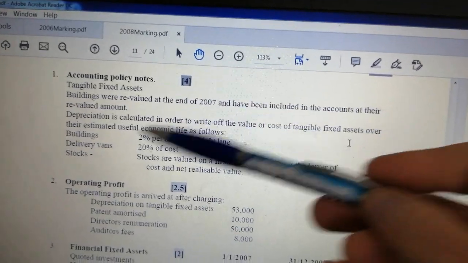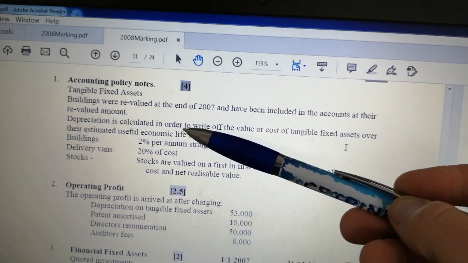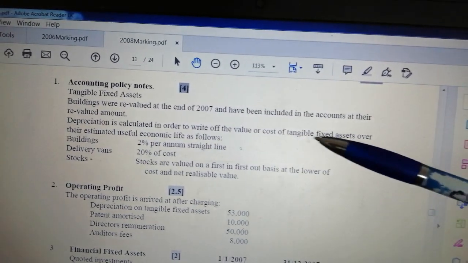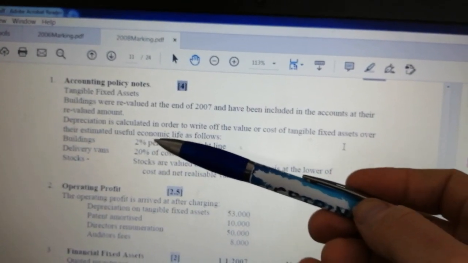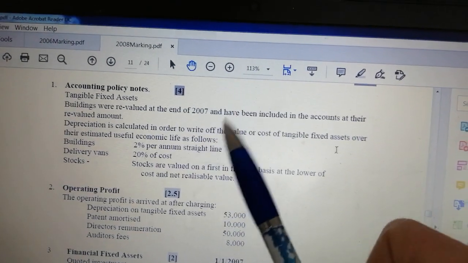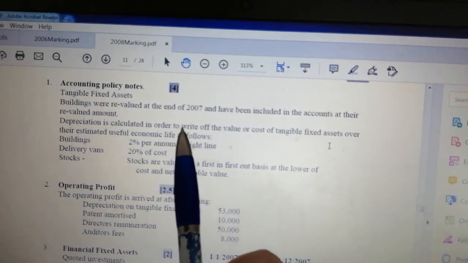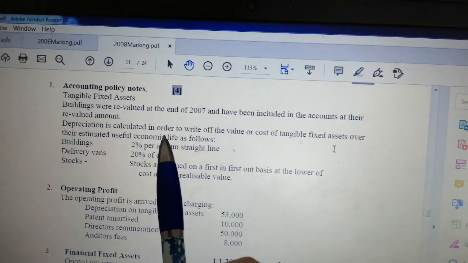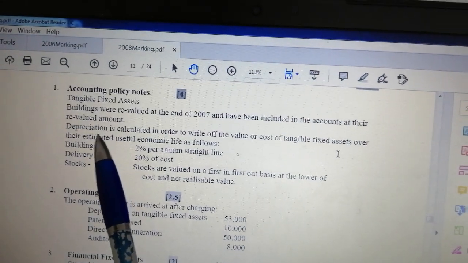Normally 1 mark for that. This sentence: depreciation is calculated in order to write off the value or cost of tangible fixed assets over their estimated useful economic life as follows. There's usually a mark going for that. And just to explain some of the words, because it's easier to learn these things off by heart if you understand what the words mean. So we know what depreciation is.